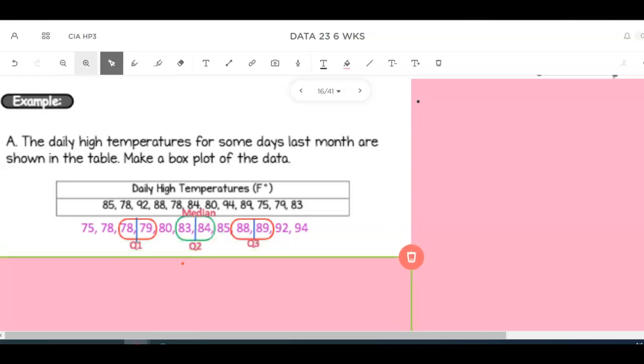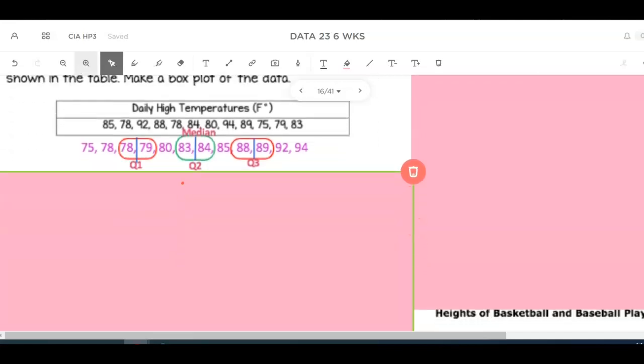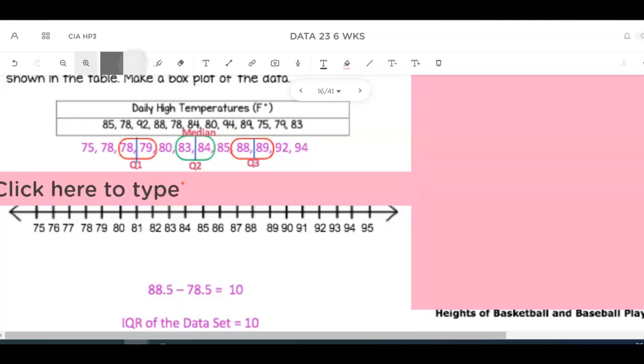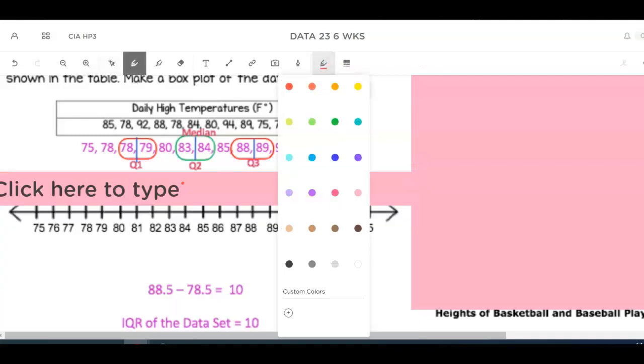All right. Also, at the bottom of the paper, we are going to put together a 5-number summary.